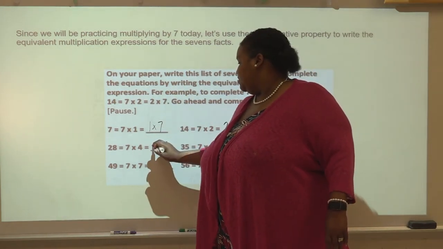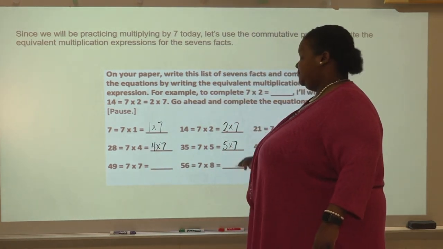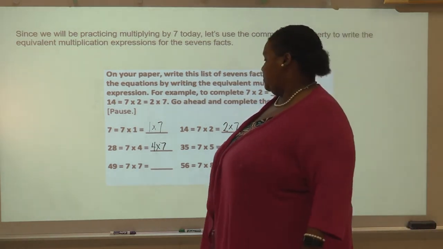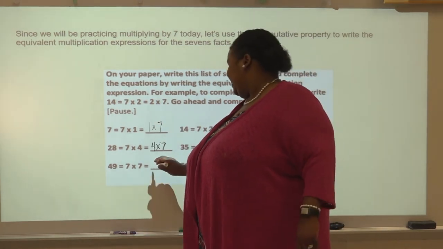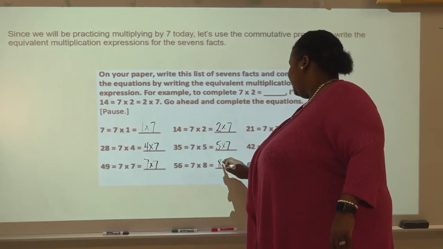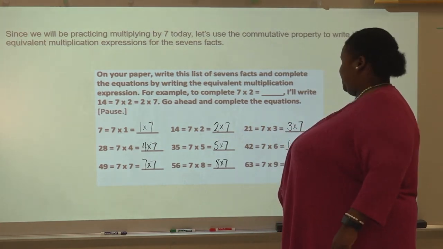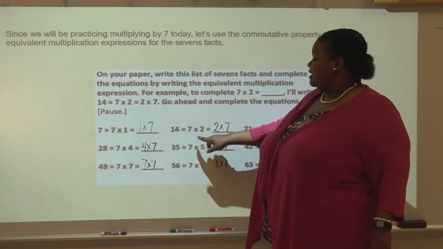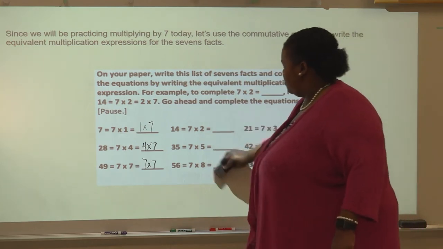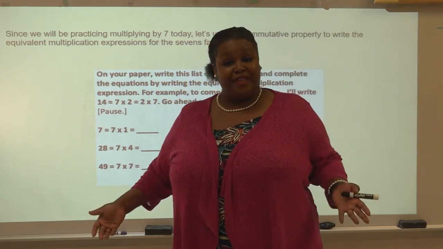Same product. So I put 4 times 7 here, 5 times 7 in this slot, 6 times 7, showing the commutative property. Well, 7 times 7 is still equal to 7 times 7. I couldn't flip those factors. 8 times 7, and lastly, 9 times 7. This is showing the commutative property. It's important to remember that commutative property so that you know more facts than you think you know.